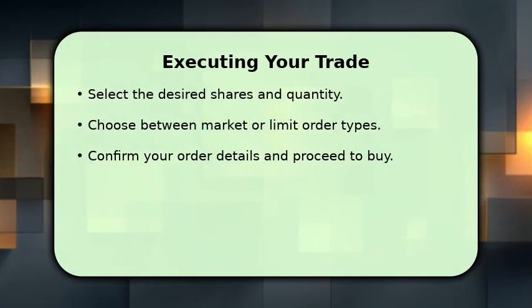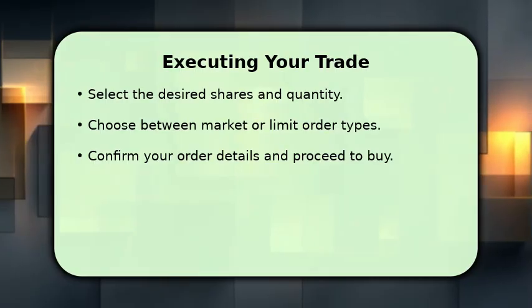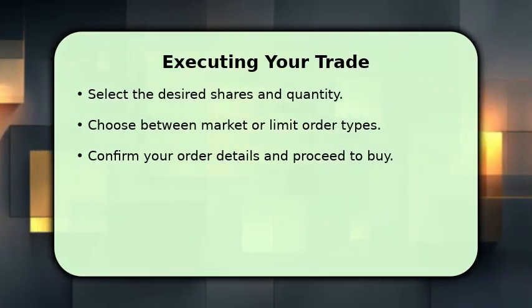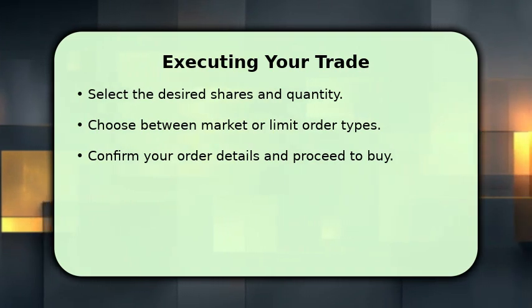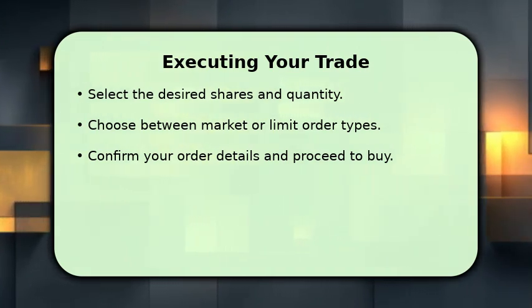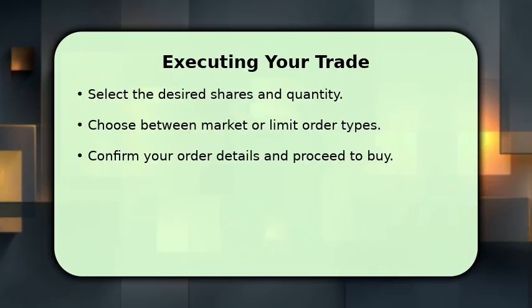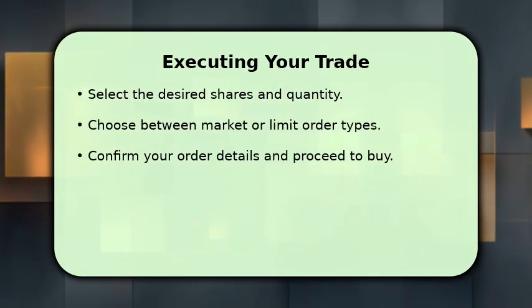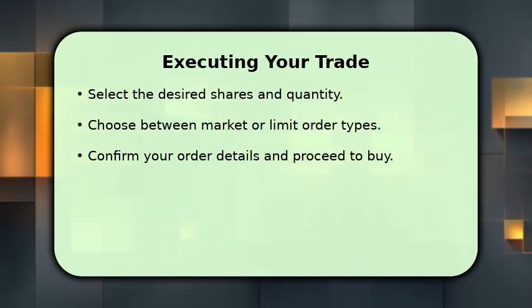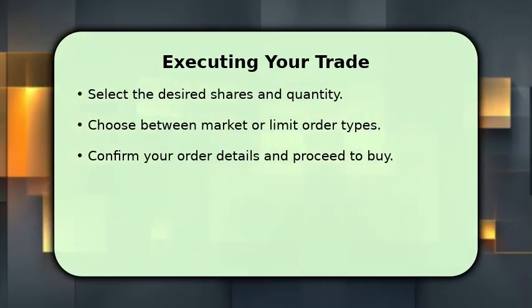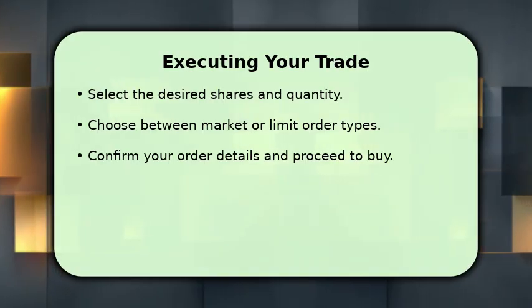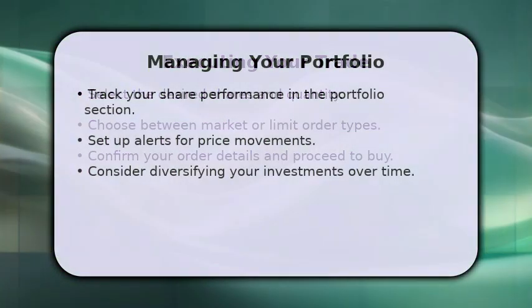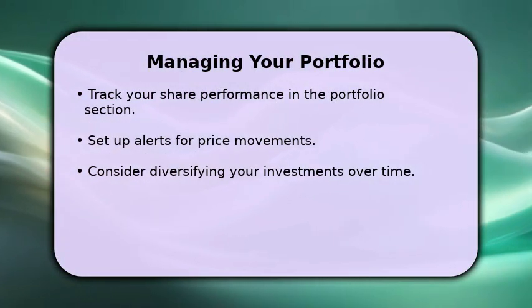After selecting your desired shares, specify the quantity you wish to purchase. You'll then choose your order type. A market order executes at the current best available price, while a limit order lets you set a maximum price. Carefully review all the details of your order, including the total amount, before confirming. A quick tap and your trade is placed. Congratulations, you're now a shareholder.